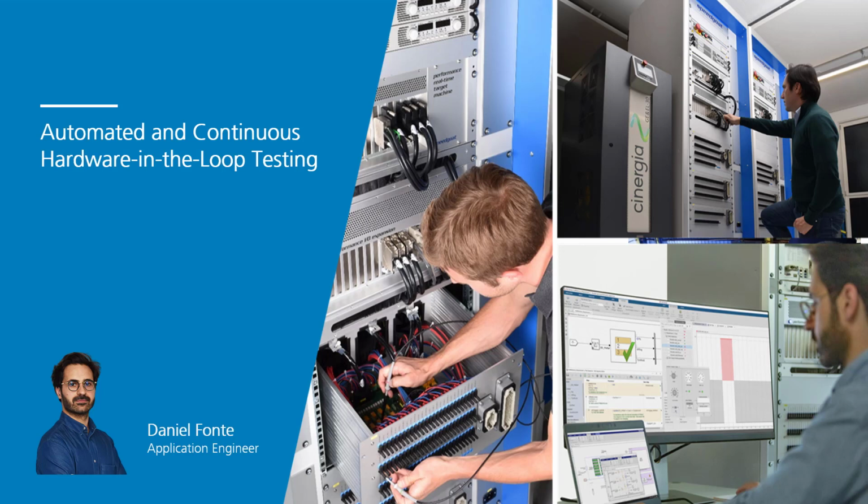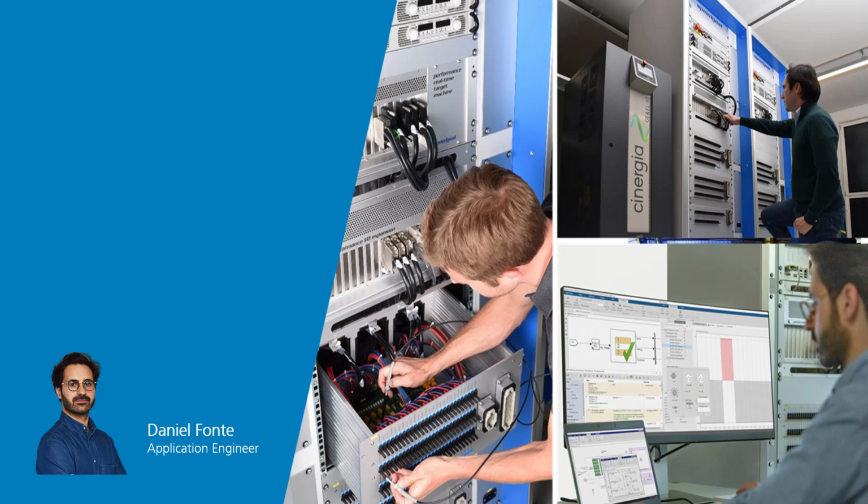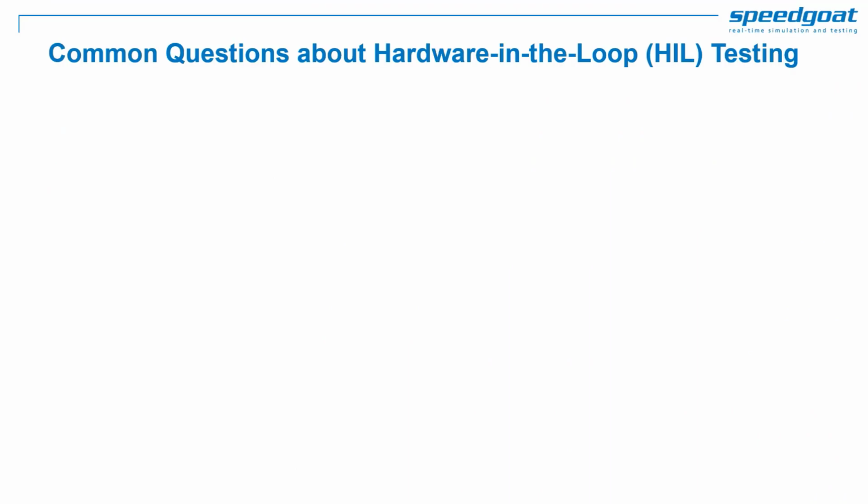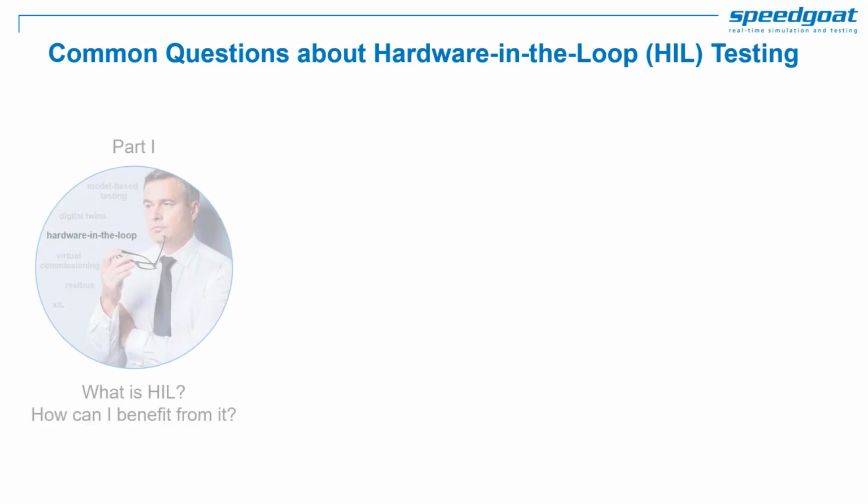In today's webinar, I will talk about hardware-in-the-loop testing, and in particular about automated and continuous testing. When we work with engineers in this field, we tend to get three main questions about hardware-in-the-loop, or just HIL for short, and I'm going to use those to structure today's session. For starters, the first questions inevitably are: what is HIL, why is it required, how does it work, and why should I adopt it? So I'll address this in part 1.